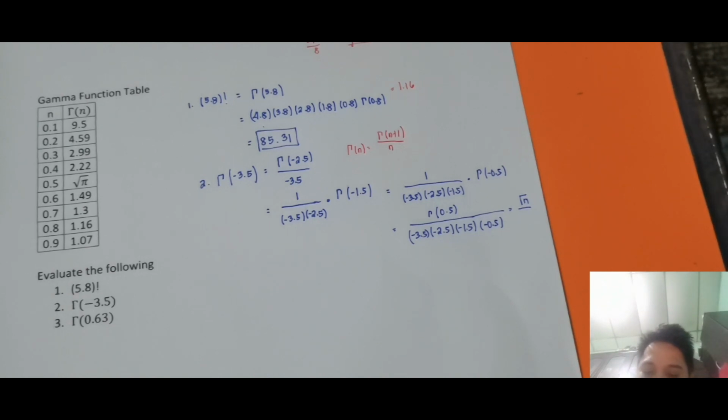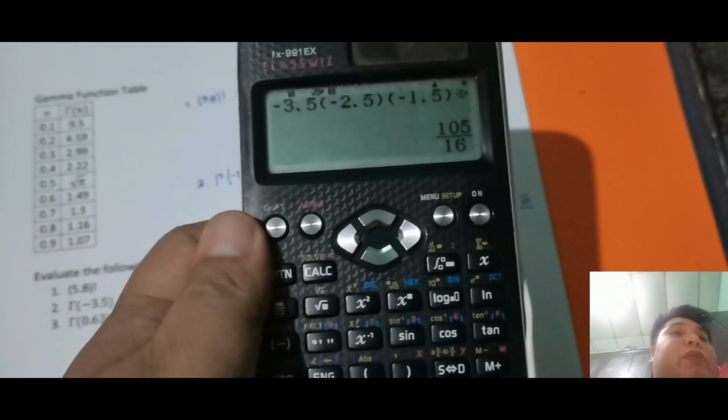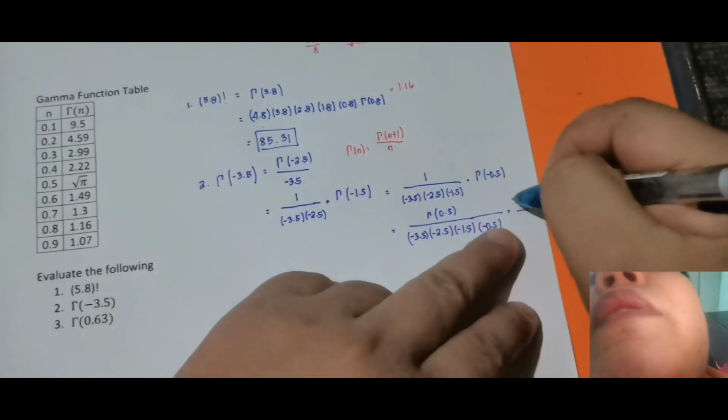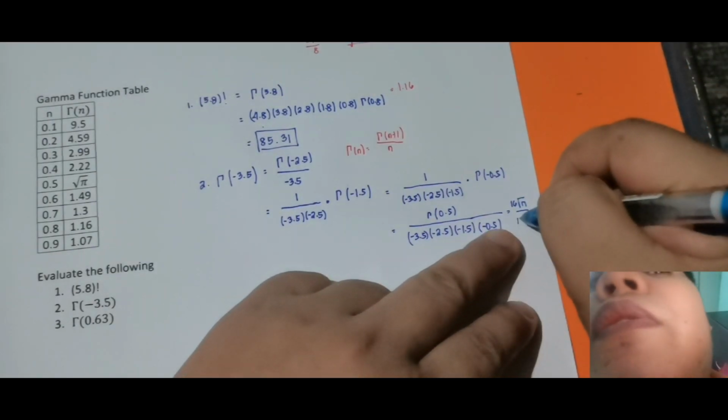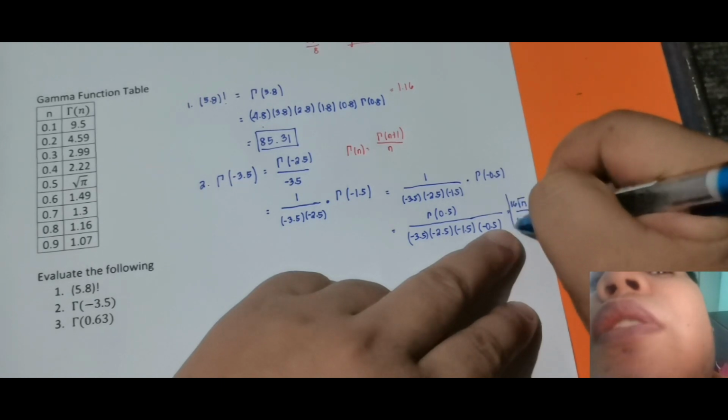So, negative 3.5 times negative 2.5 times negative 1.5 times negative 0.5. That is 105 over 16. So, I reciprocate it, guys. So what happens, this is just 16 over 105. So, I have already reciprocated that one at the bottom.